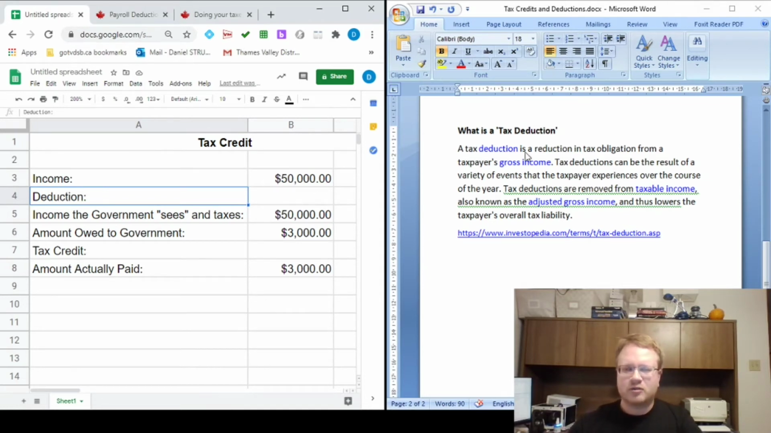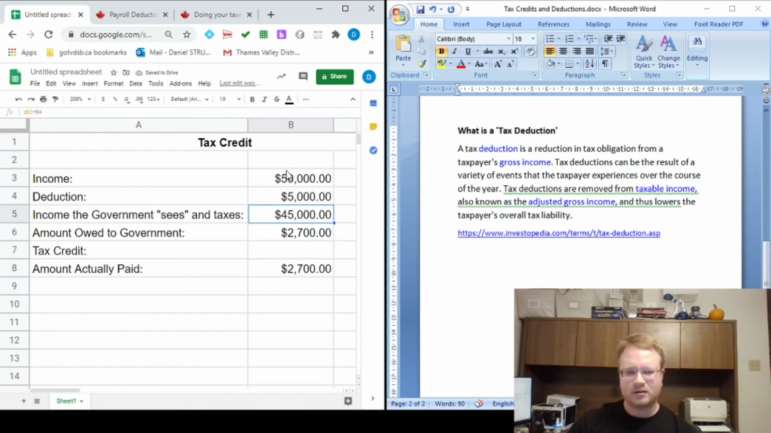A tax deduction is a reduction in tax obligation from a taxpayer's gross income. Tax deductions can be the result of a variety of events that the taxpayer experiences over the course of the year. Tax deductions are removed from taxable income, also known as the adjusted gross income, and thus lower the taxpayer's overall tax liability. So let's take a look at our example from last time. Our real income is $50,000. As we fill out our T1 form, we discover we're eligible for certain tax deductions. So let's say we qualify for a $5,000 tax deduction.